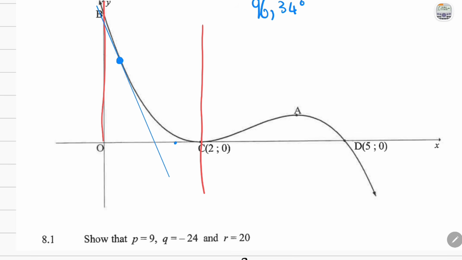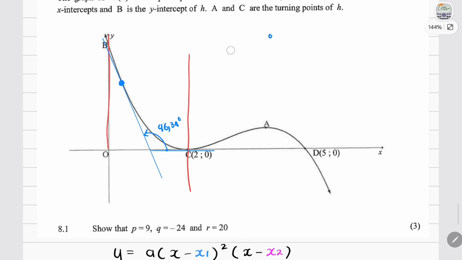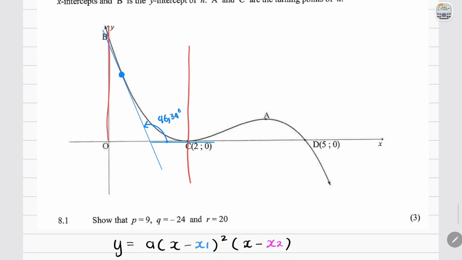So when we measure from the x-axis to that line, it forms 96.34 degrees. This is what they're just referring to. Okay, so they've given us information to find the gradient of this line because you know its angle of inclination. So how do you find the gradient of a line when given the angle of inclination?